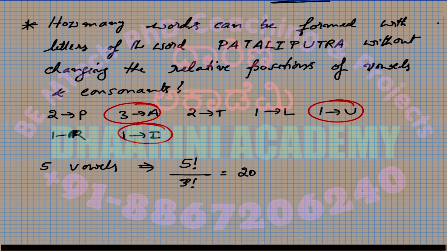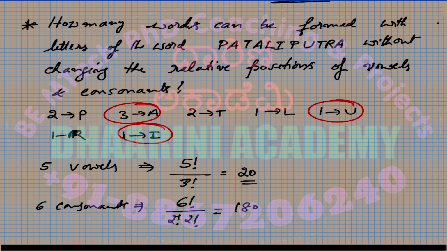Okay. Now the remaining letters, right? That is how many consonants? So 6 consonants, correct? So in how many ways can you arrange the 6 consonants? 6 factorial divided by, there are 2 repeated P's and 2 repeated T's. So 2 factorial by 2 factorial. I think this is 180.